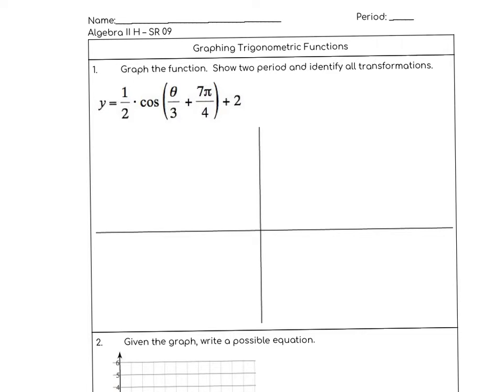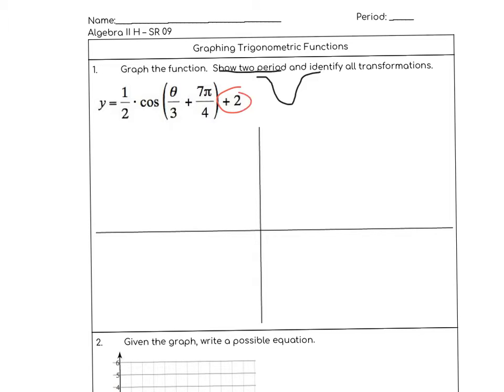Alright, we're looking at graphing some trig stuff. I've got a cosine function here, so I'm just going to remind myself of its shape. We're going to be showing 2 periods this time, so we'll do 2 full cycles. And let's begin by identifying things that we know.